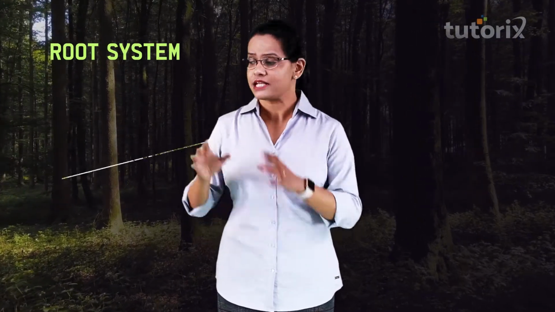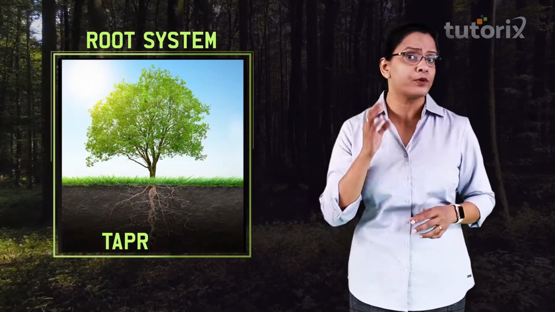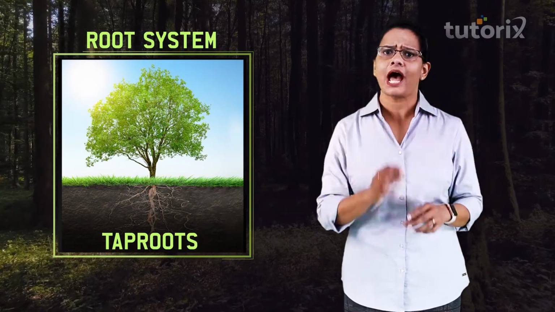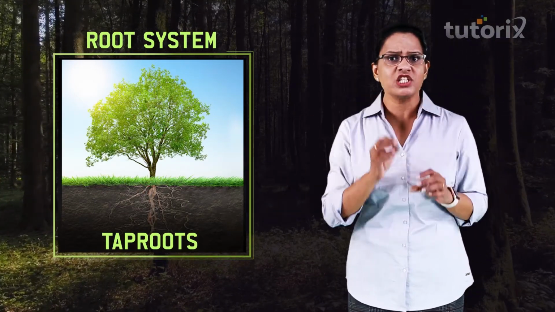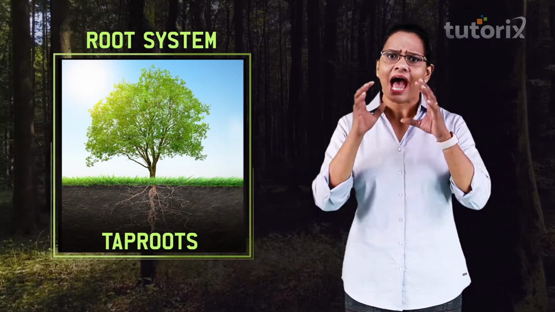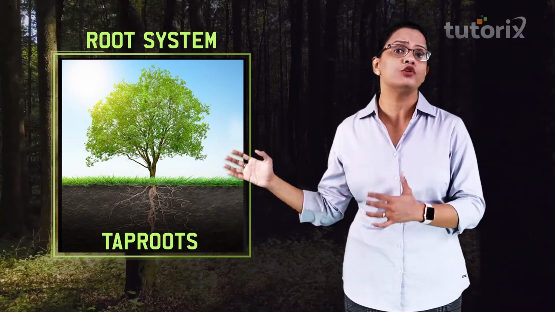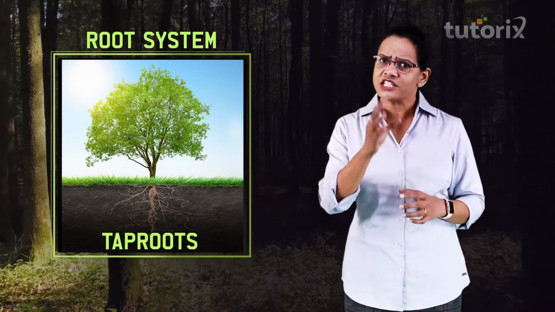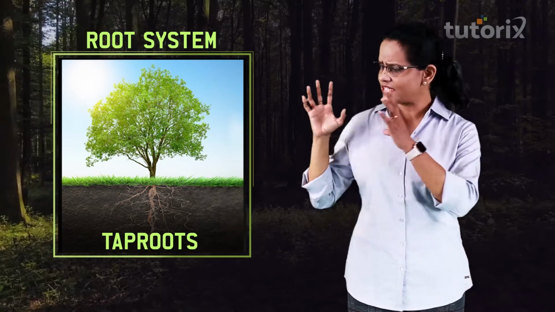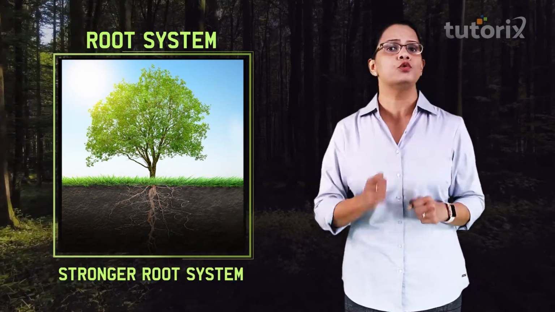So guys, in order to survive the stress that they have to go through in such situations, they must have a strong root system. So talking about the root system in gymnosperms, gymnosperms have tap roots. Now tap roots are those roots which have a central root and branches emerging out from the central root. So this type of root system makes the tap root system a stronger root system.